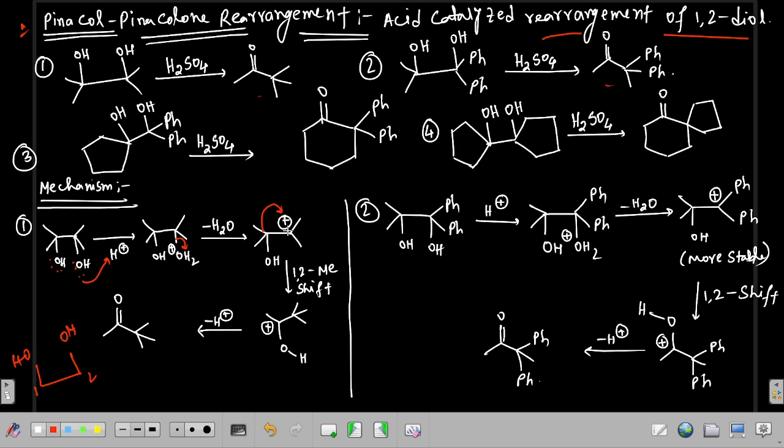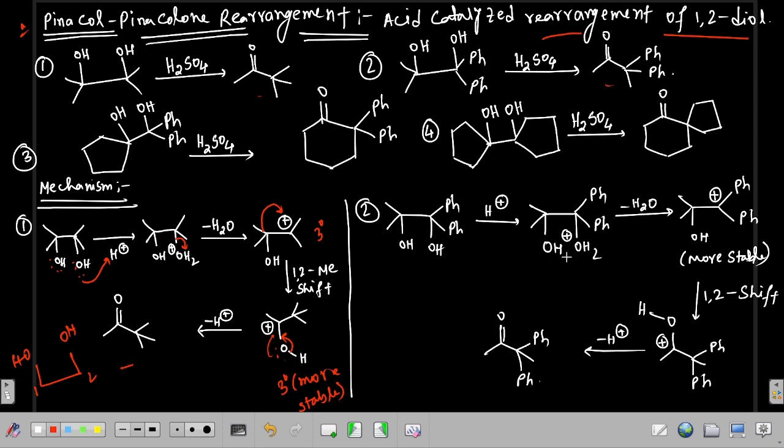This carbocation is much more stable than this carbocation, because both are 3-degree carbocations, but in this case there will be lone pair contribution. This carbocation will be more stabilized by this lone pair of this oxygen. That's why it is a more stable carbocation. So that's why this shifting is possible. So in the later step, this proton will be removed, and it leads to the formation of this ketone. Okay, this is the second example.